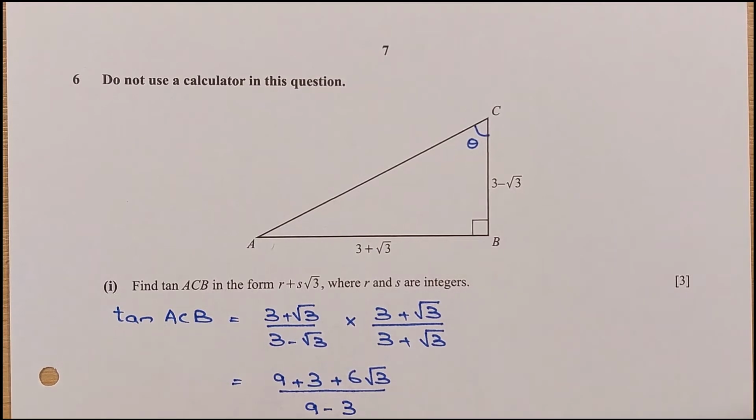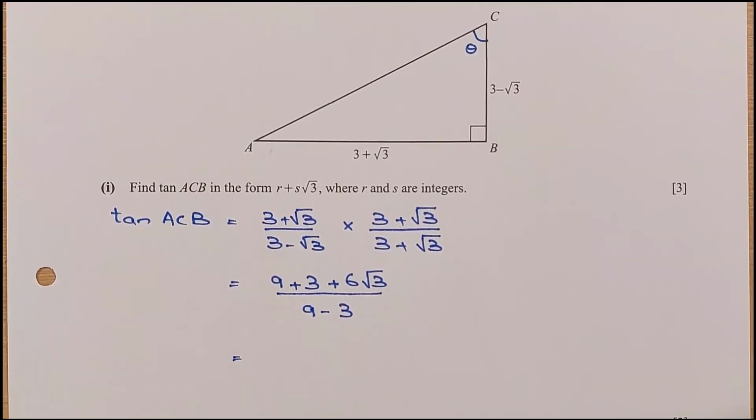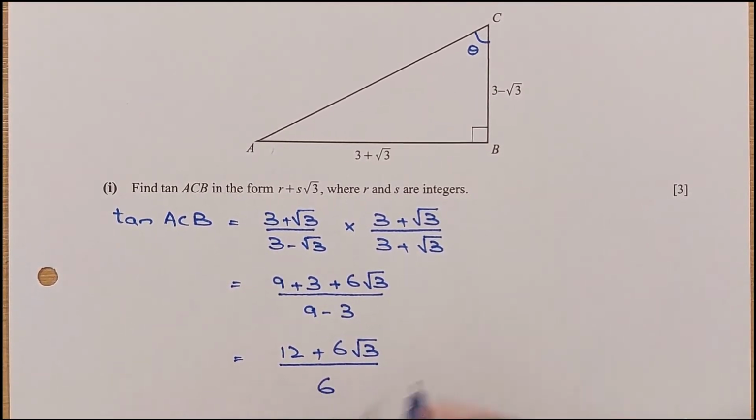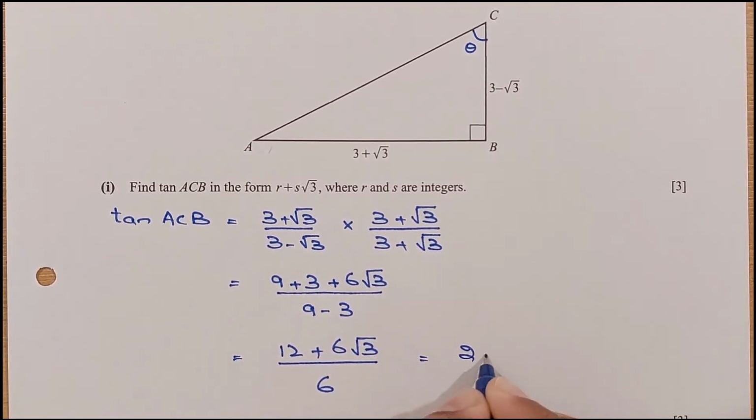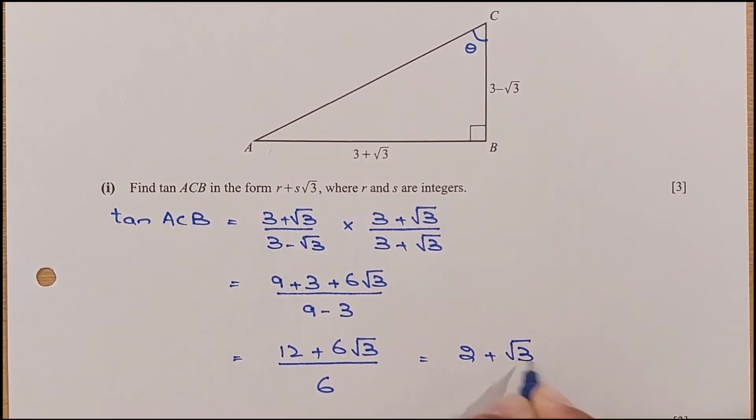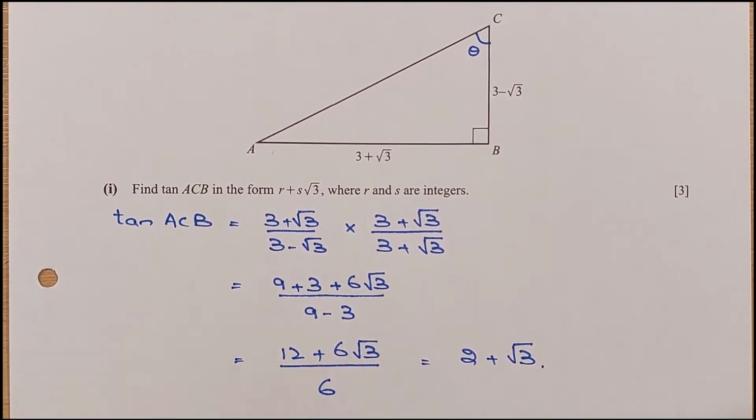So 9 plus 3 equals 12, plus 6 square root of 3, and divide by 6. So 6 times 2 is 12, and the square root of 3, so 2 square root of 3. So this is in the form of r plus s square root of 3. r is 2 and s is 1.